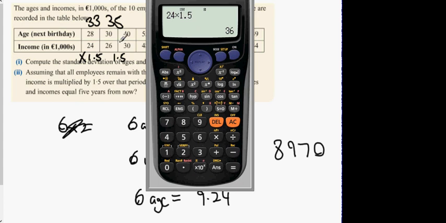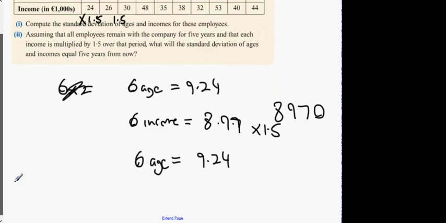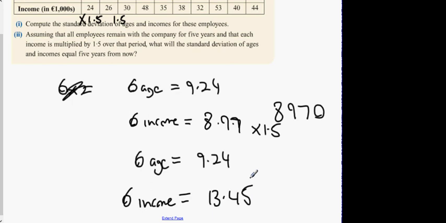Sorry. It's 36. Yeah? 36 for the 24, and 39 for the other one. So it is a gap of 3. So basically, guys, the spread or the distance between them is getting increased by 1.5. This means that the old standard deviation gets multiplied by 1.5 and it now turns into 13.45. And there was an example in your pre-tests exactly like it. Okay?